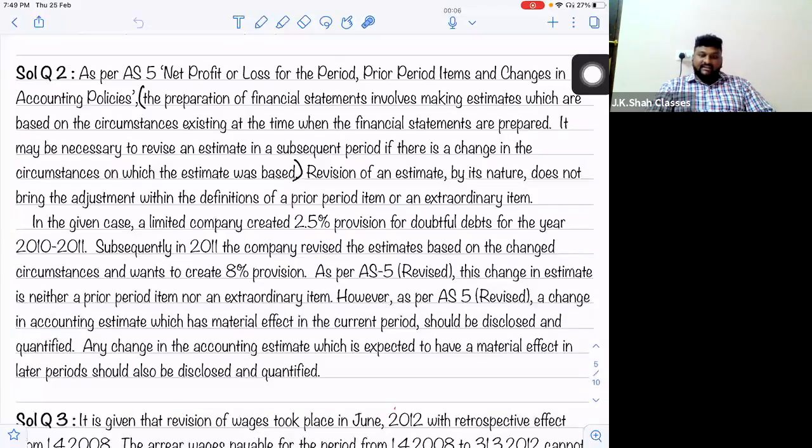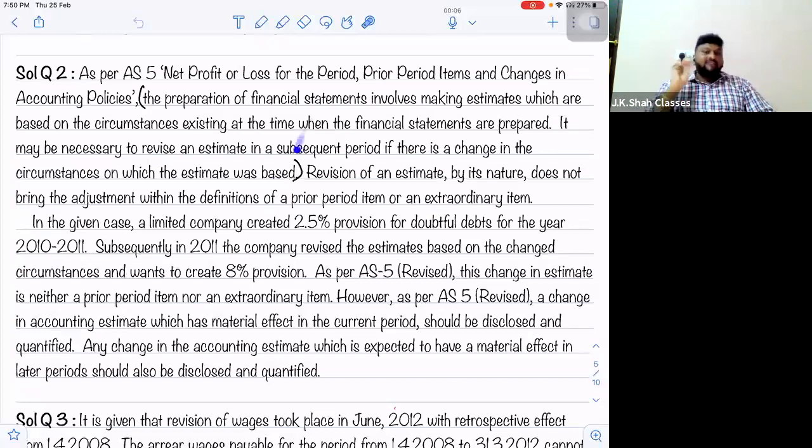As per AS5, the full name is Net Profit or Loss for the Period, Prior Period Items and Changes in Accounting Policy. The preparation of financial statements involves making estimates, which are based on the circumstances existing at the time when the financial statements are prepared. It may be necessary to revise an estimate in a subsequent period if there is a change in the circumstances on which the estimation was based. Revision of an estimate by its nature does not bring the adjustment within the definitions of a prior period item or an extraordinary item. So changing an estimate cannot directly be called a prior period or an extraordinary item.